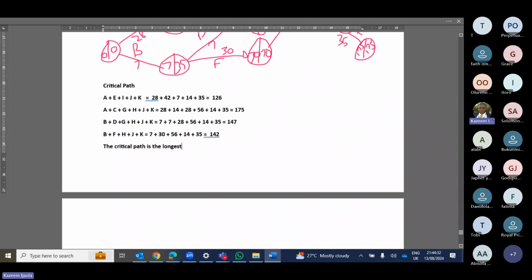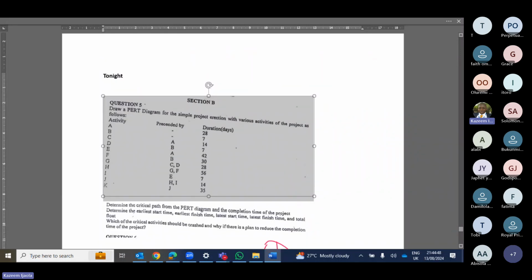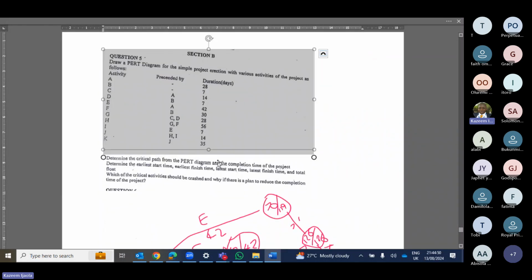So who can tell me the critical path now? That is A, that's C. You will not say 175. It is all those activities H, J, and K. This is your critical path. So with this, we have answered A and B of the question. We have answered the critical path. This one we have done.